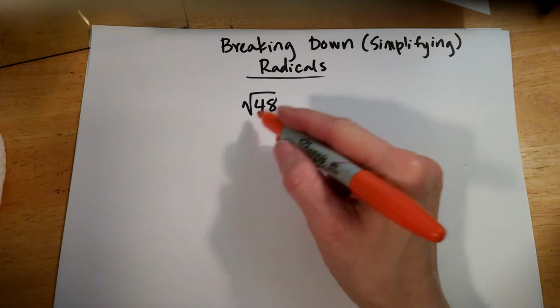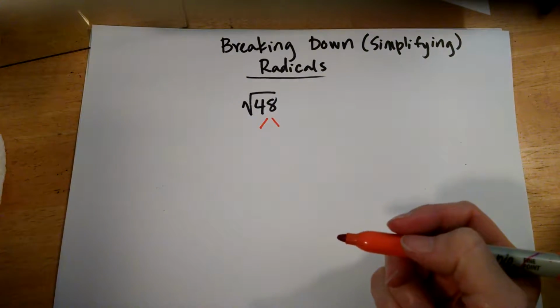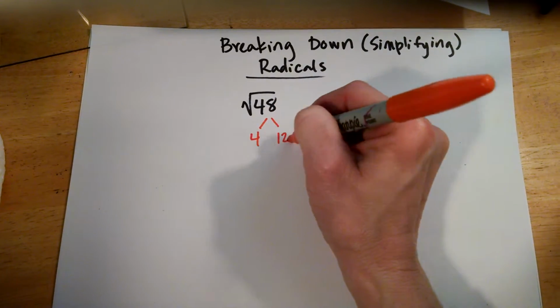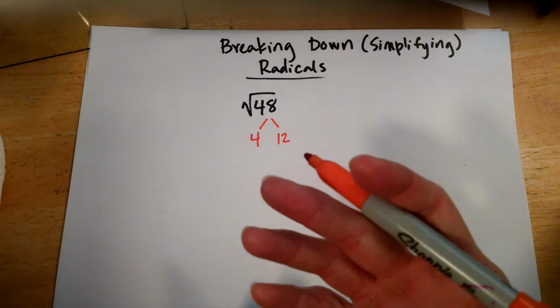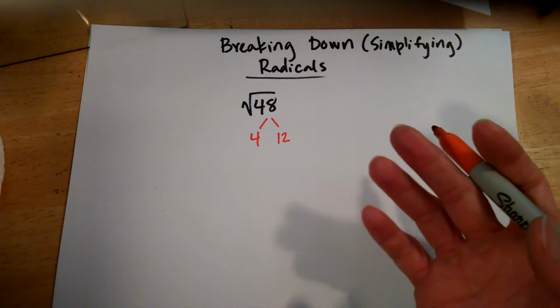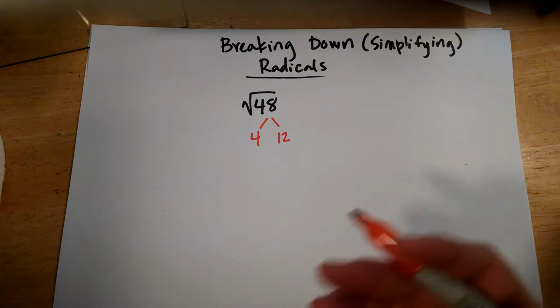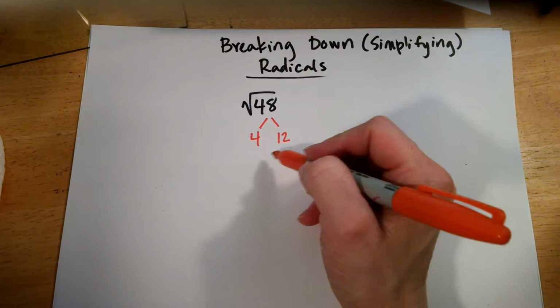Okay, so what we need to do is figure out what times what gives us 48. Well, you say, oh, of course, that is 4 and 12. Any kind of pairing, you're just finding the two numbers to start out with. You could say 2 and 24, 4 and 12. It doesn't matter. You're going to end up at the same spot if you break it down. So I chose 4 and 12. Let's go ahead and break these down.